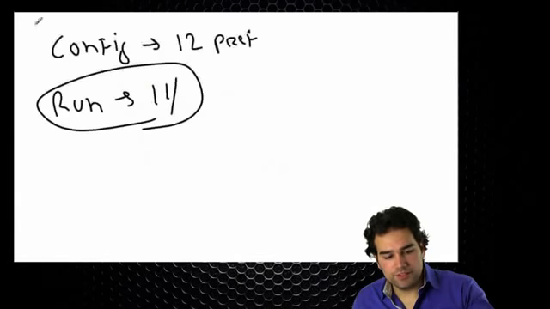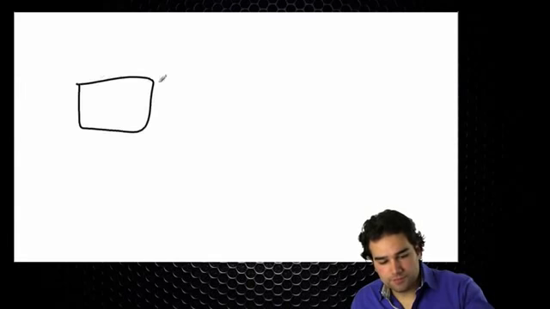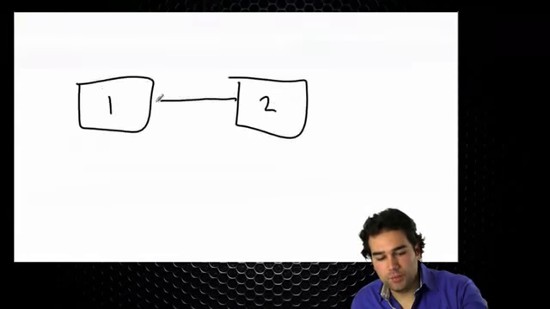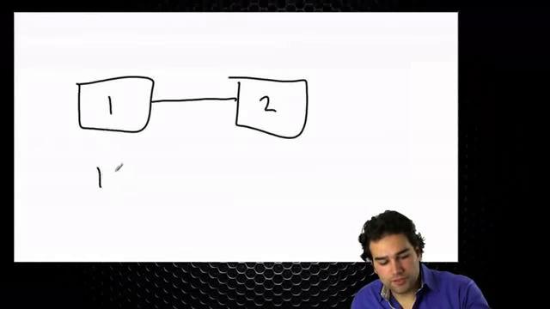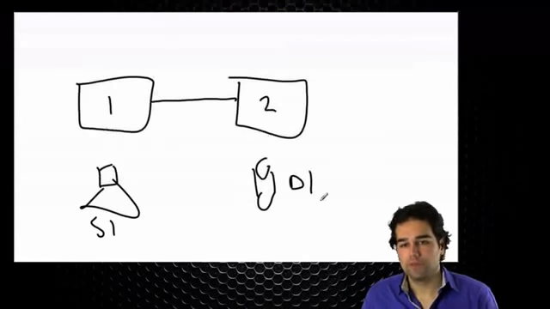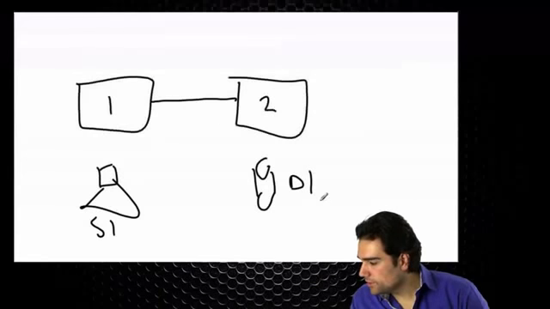So I said to you, I have two switches. Switch 1 and switch 2, so domain ID 1 and domain ID 2. I have a server, server 1, and I have a disk array called disk 1. Server 1 and disk 1.